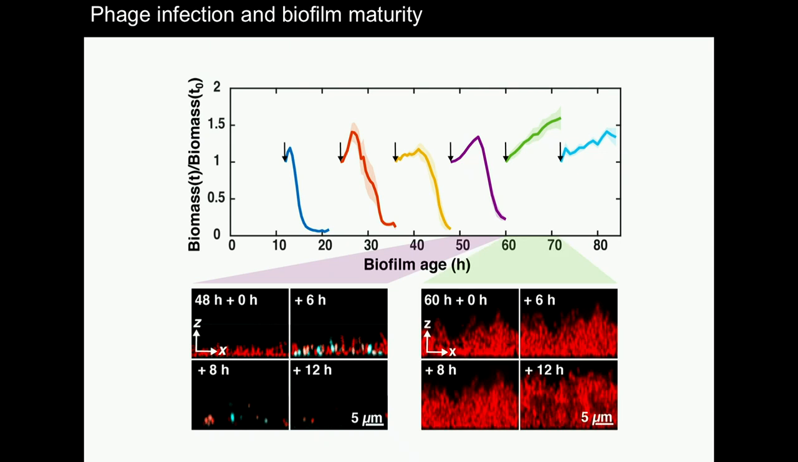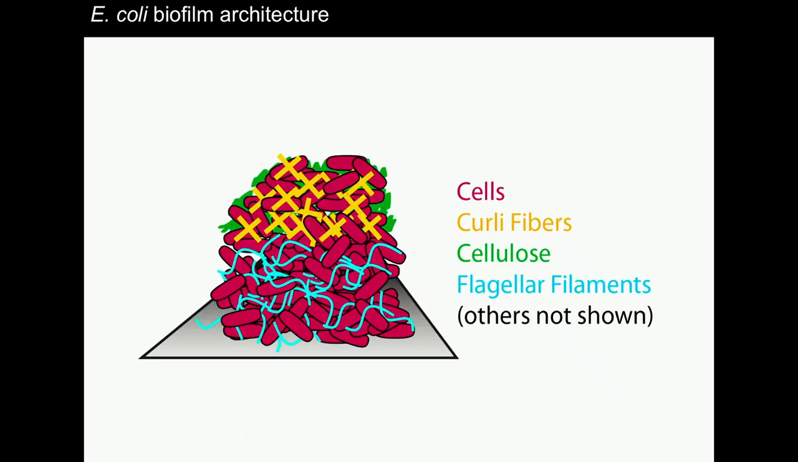Here's just some time series for you. This is exactly what I've just described. You can notice a big difference between this purple and green case is the size of the biofilm at the beginning. So there's a transition in the size. And we're also interested in other kinds of architectural transitions. And naturally, we look again to the biofilm matrix, which is different in this case than it was for cholera.